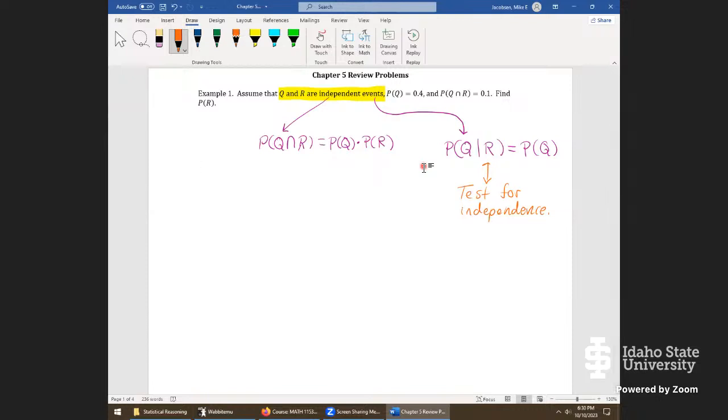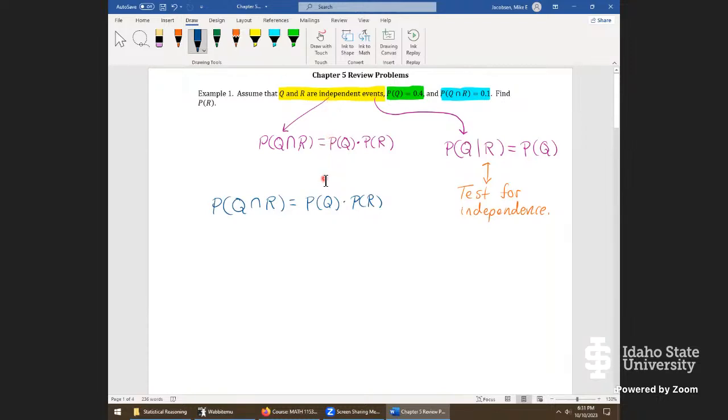Okay, so our goal is to find the probability of R. Let's start with the intersection right here. We're told that the probability of Q given R is 0.1. We also have the probability of Q as 0.4, so we need that information there. Let's begin by writing the probability of Q intersect R, by independence, becomes the probability of Q times the probability of R. So that's my first step. And at this stage, we've used up independence. I can't do anything further with that information there.